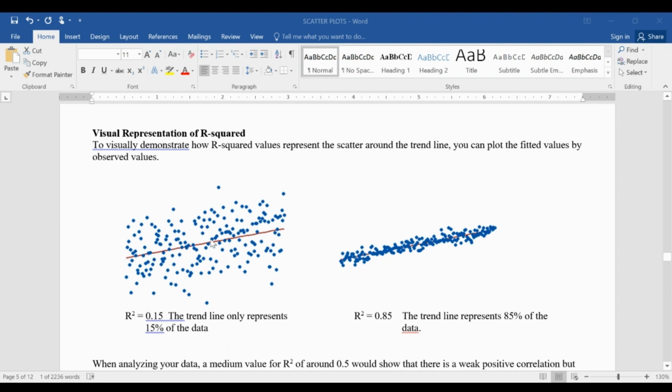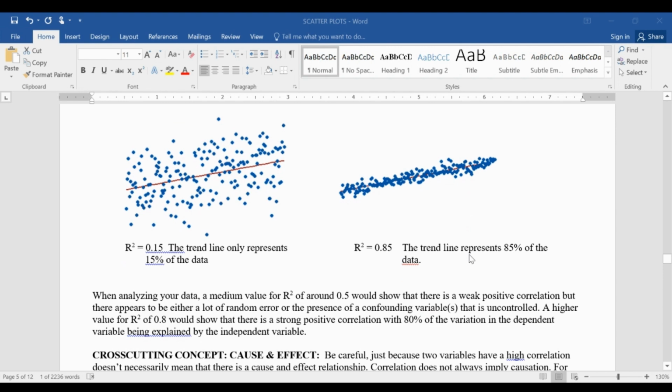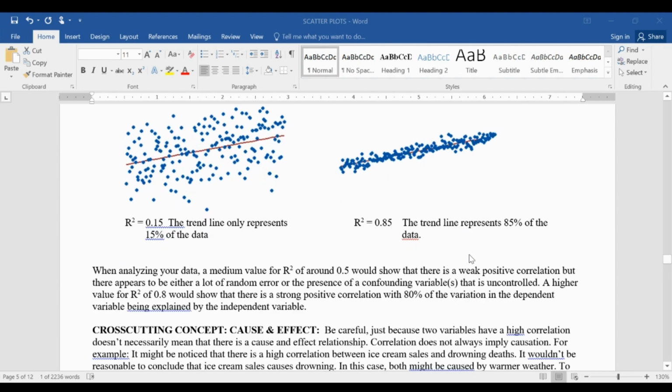So let's look at this. R squared, this is 0.15. What this means is this trend line represents 15% of the data, and the other 85% is due to error, it's due to non-correlation, it's due to other issues. Here we have an R squared of 0.85, which means 85% of the data can be explained by the trend line.